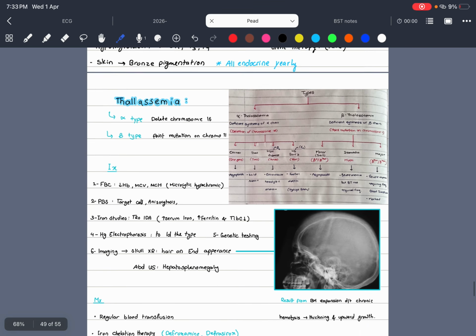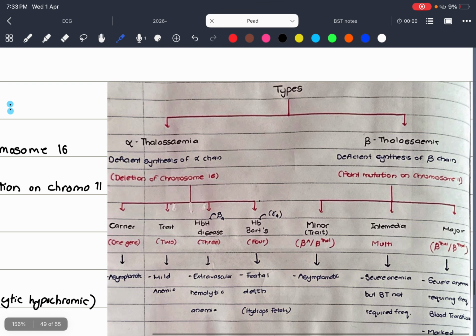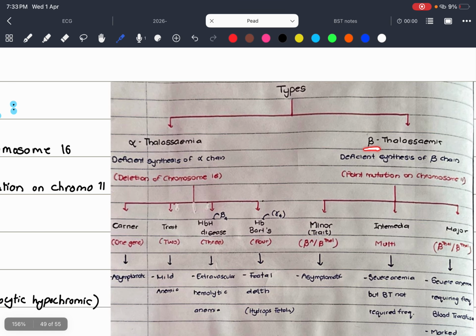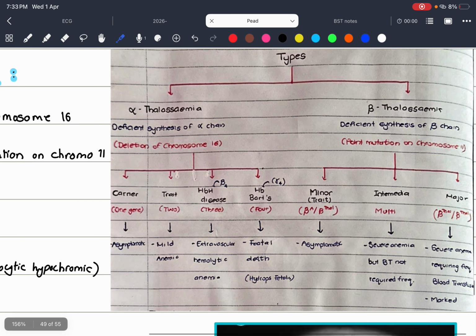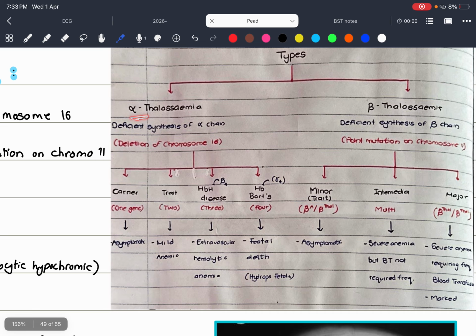In thalassemia, there's alpha thalassemia and beta thalassemia, and each has 3 subtypes. For alpha, the subtypes are the carrier, the trait, hemoglobin H disease, and hemoglobin Bart's disease. Actually, this is not compatible with life. There is hydrops fetalis, and the baby will die. But the carrier is asymptomatic.